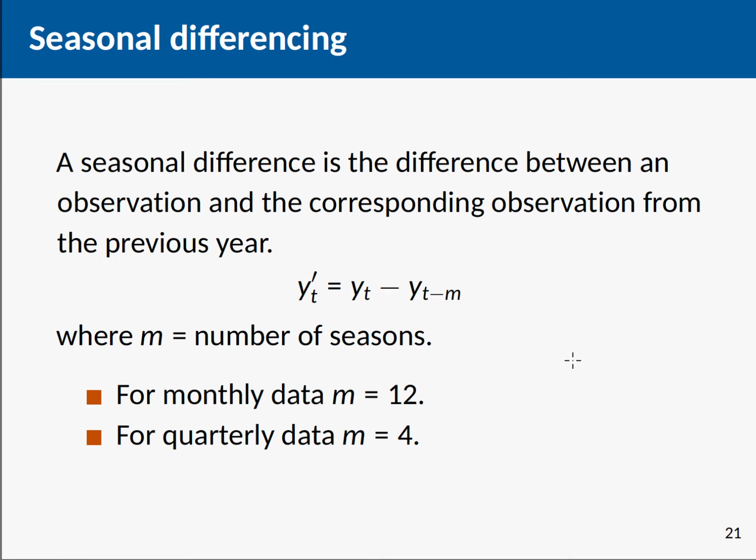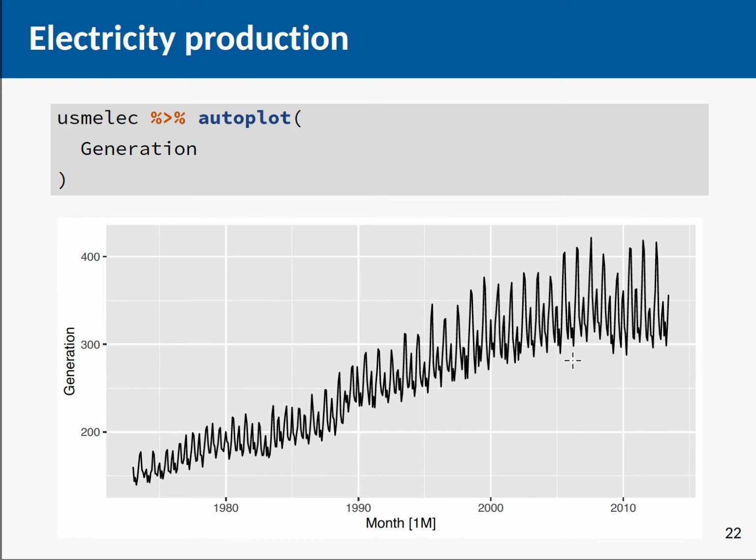And similarly, you could expand this. You could again take this to quarterly data where M is equal to 4, and so on and so forth. So let's take a look at an example here. We have the electricity production in the United States, which is in your US monthly electricity data set.